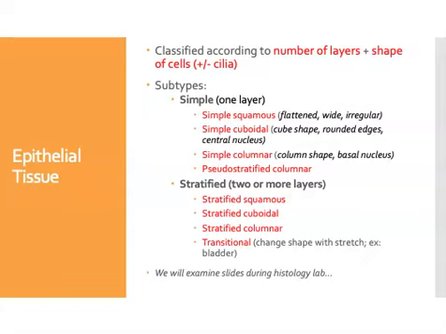The most famous place that we find transitional epithelium is in the bladder. And if you think about it, the bladder is an organ that has to be able to withstand lots and lots of stretch as it fills up with urine. So the epithelium that lines the cavity of the bladder has to be able to respond to that stretch. And it does that by being of this transitional type.